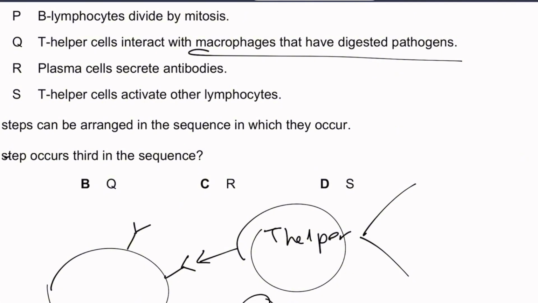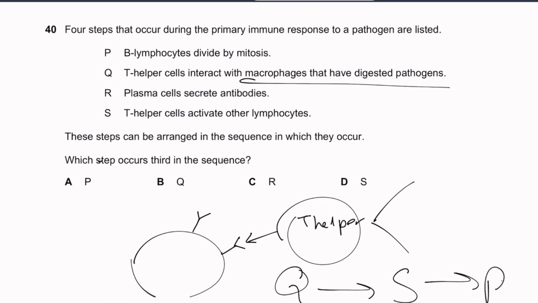Step number 2, T helper cells will activate the other lymphocytes. Exactly. T helper cells are going to go around and stimulate other lymphocytes, that's S, and so B lymphocytes will be stimulated to divide by mitosis and to produce plasma cells. Plasma cells then secrete antibodies. So P then R. So Q, S, P, R. What is the third step? It's P. A.